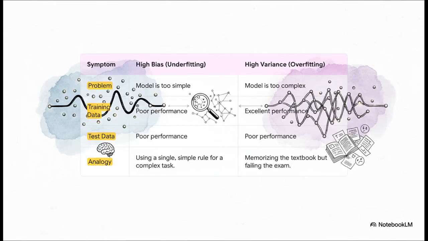So let's look at the two extremes. A model with high bias is way too simple for the job. We call this underfitting. It's like trying to draw a detailed portrait with a big, blunt crayon. It just misses all the important details. It does poorly on everything. On the other hand, a model with high variance is the total opposite. It's too complex. This is called overfitting. This is the student who doesn't learn the concepts, they just memorize the textbook word for word. They'll ace any question they've seen before, but throw them a new problem on the final exam, they're lost. Both models fail, just for different reasons.